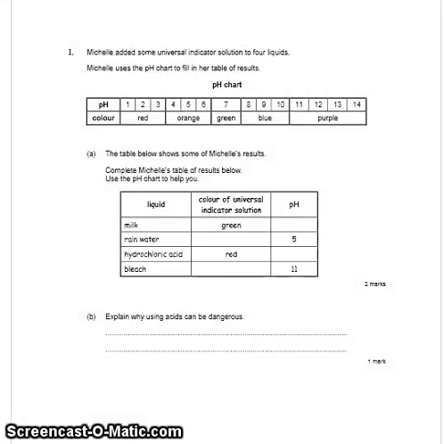So Michelle added some universal indicator solution to 4 liquids. Michelle used a pH chart to fill in her table of results. So the table below shows Michelle's results. Complete Michelle's table of results below using the pH chart to help you.